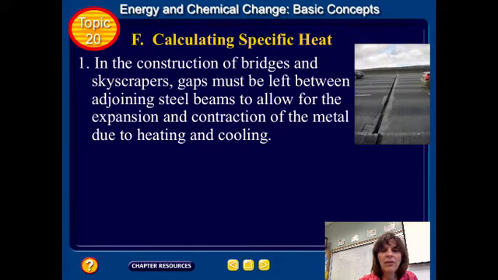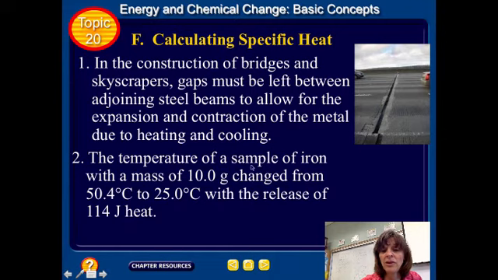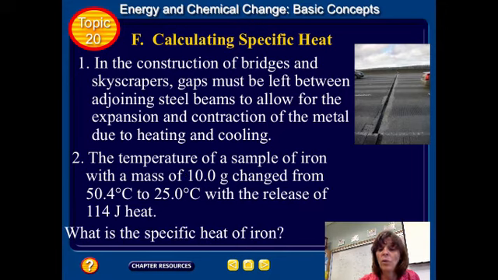Now, if we wanted to use some information like that, we could find out the specific heat if we didn't know what the substance was. So, for instance, if you're constructing a bridge or a skyscraper, you have to leave a gap because metals expand and contract with the change in temperature. So let's say you have a sample of iron, 10 grams of mass, and it changed temperature from 50.4 degrees Celsius to 25 degrees Celsius with a release of 114 joules. What is the specific heat?